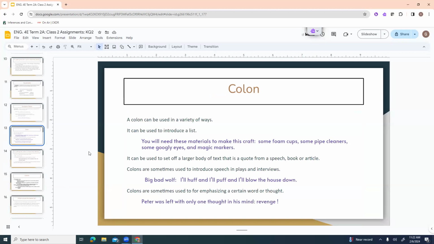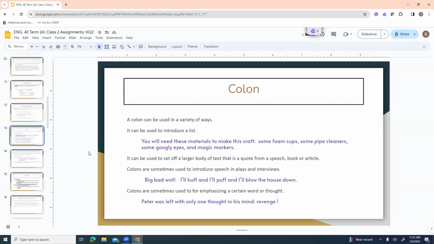Okay, a colon can be used in a variety of ways. It can be used to introduce a list. So you will need these materials to make this craft, colon. And the colon shows you that the sentence is shifting gears, because it'd be weird if I was talking and suddenly gave you a list in the middle of it without giving you a heads up. In real life, I would probably give a little pause, or I might start counting those things off on my fingers. Here we use the colon to give you a heads up. Some foam cups, some pipe cleaners, some googly eyes, and magic markers.